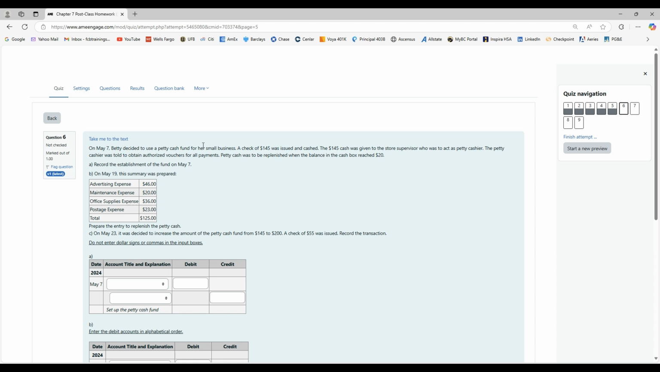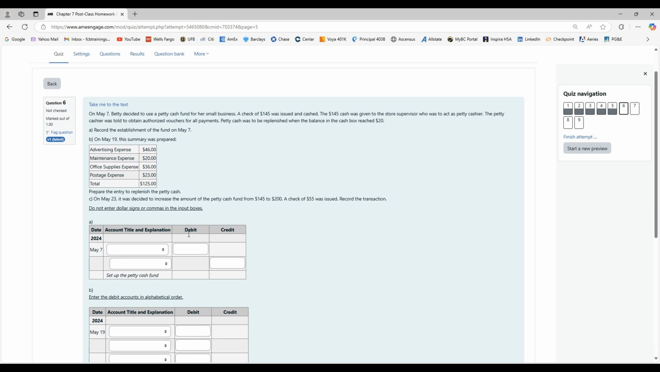So, we decided to use the petty cash, and so we took money out of our primary bank account of $145 essentially. And here it says we gave it to the store supervisor. They're the one in charge of overseeing the petty cash fund there. And we need to obtain authorized vouchers. So you should have some paperwork to go with any purchase, including receipts and all that kind of stuff. And petty cash will be replenished when the cash reaches $20.